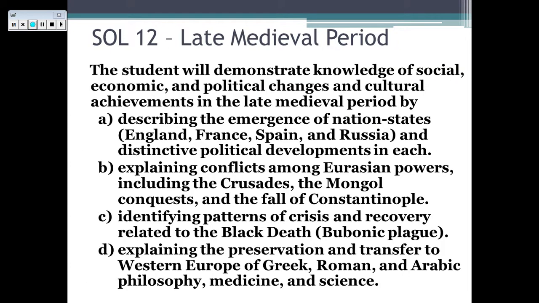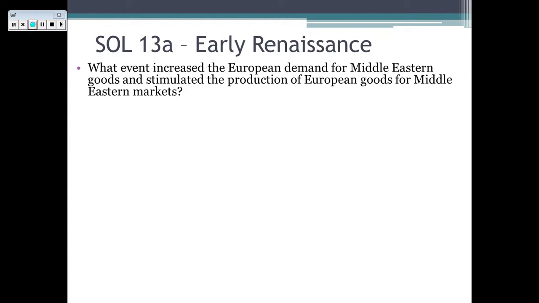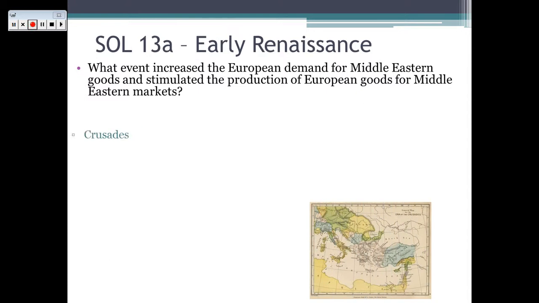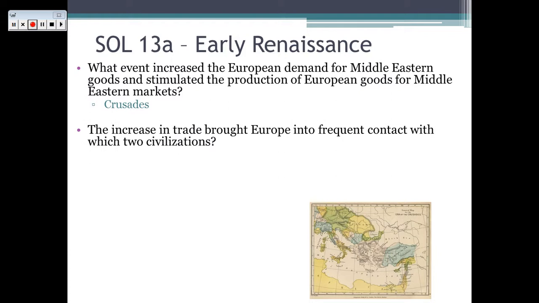And that is standard 12. Standard 13, the Renaissance. What event increased the European demand for Middle Eastern goods and stimulated the production of European goods for Middle Eastern markets? Well, we've already talked about this. That is the Crusades. The Crusades are going to fuel that desire, and then the Europeans have to respond by creating goods to create that exchange. The increase in trade brought Europe into frequent contact with which two civilizations? The Byzantine and Muslim empires.